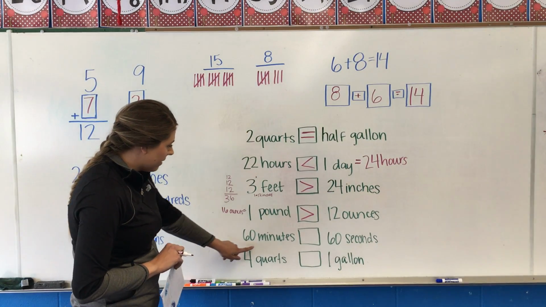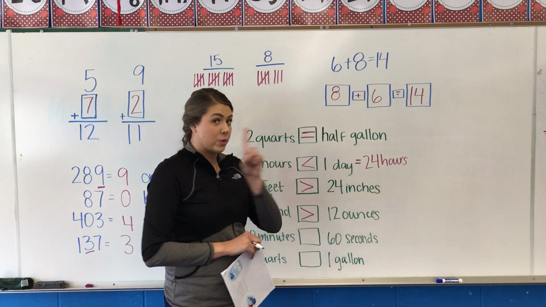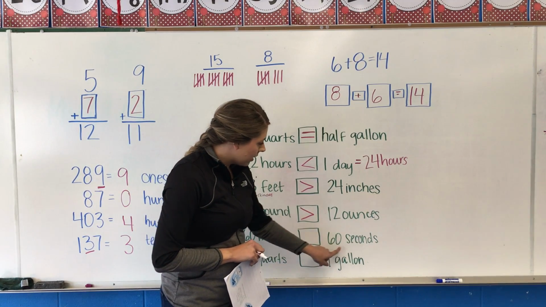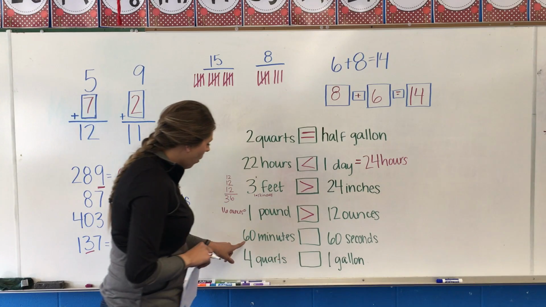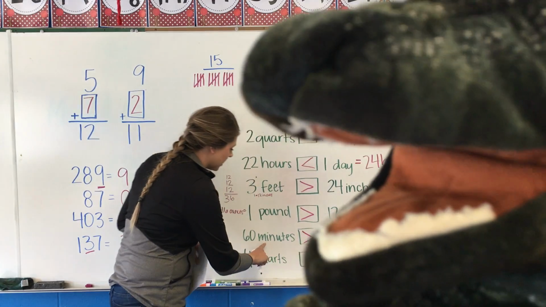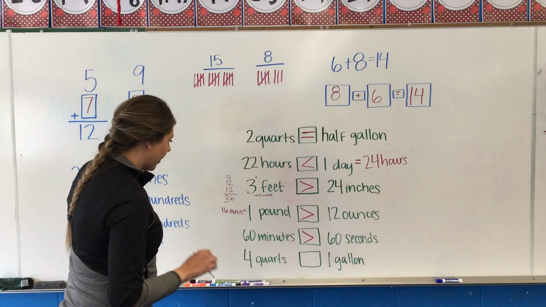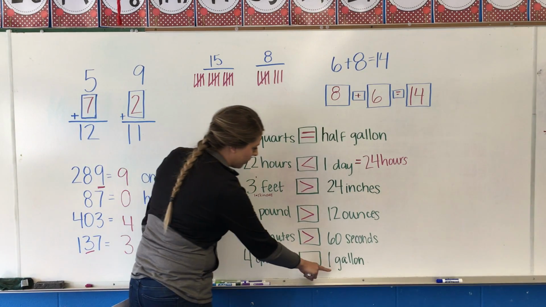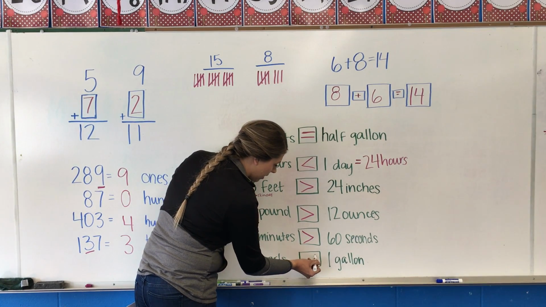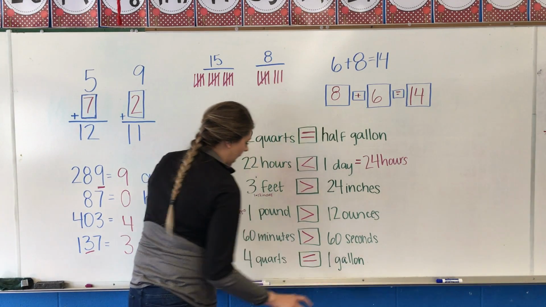And on the next one here, we have 60 minutes or 60 seconds. Well, we know that 60 seconds equals 1 minute, but we have 60 minutes here. So what's bigger? 60 seconds, which equals 1 minute, or 60 minutes? That's right, 60 minutes. So here we're going to say 60 minutes is greater than 60 seconds. And for the very last one, 4 quarts equals 1 gallon. We know that those are both equal, that one isn't bigger than the other. So we're going to draw our equal, saying that 4 quarts equals 1 gallon.